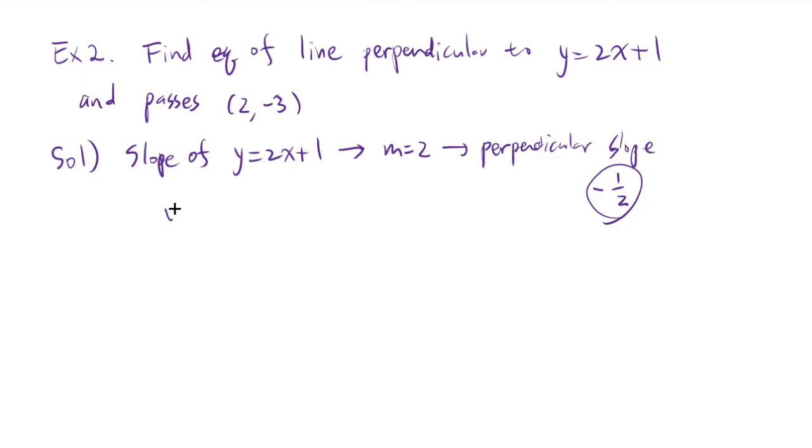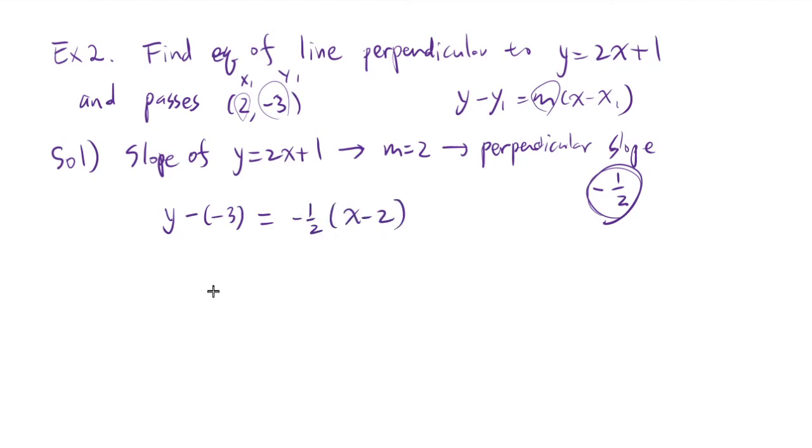Now we have the slope. We needed the slope and a point, and if we have a slope and a point, then we can use the point slope form. So let's use the point slope form again. y minus y1 equals m times x minus x1, where the slope we want is now this. That's the perpendicular slope, and it has to pass through 2 and negative 3. So we do y minus negative 3. This is x1 and that's y1. y1 is negative 3, equals negative 1/2 times x minus 2.